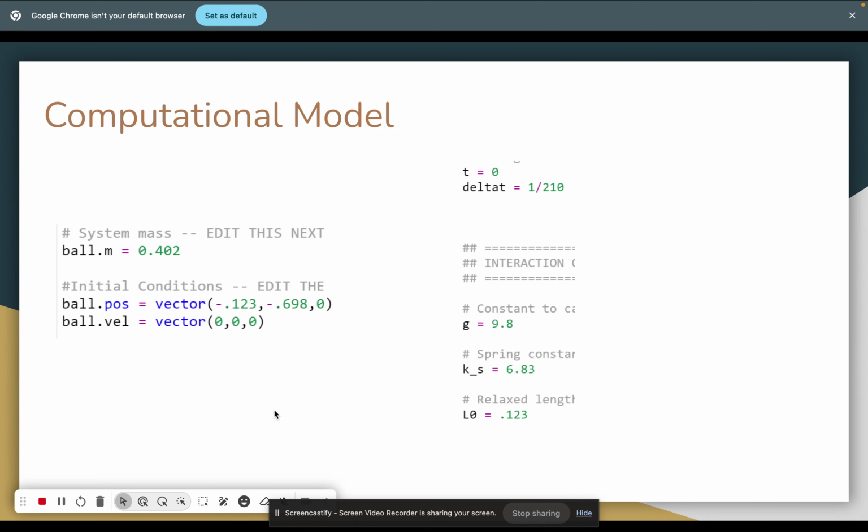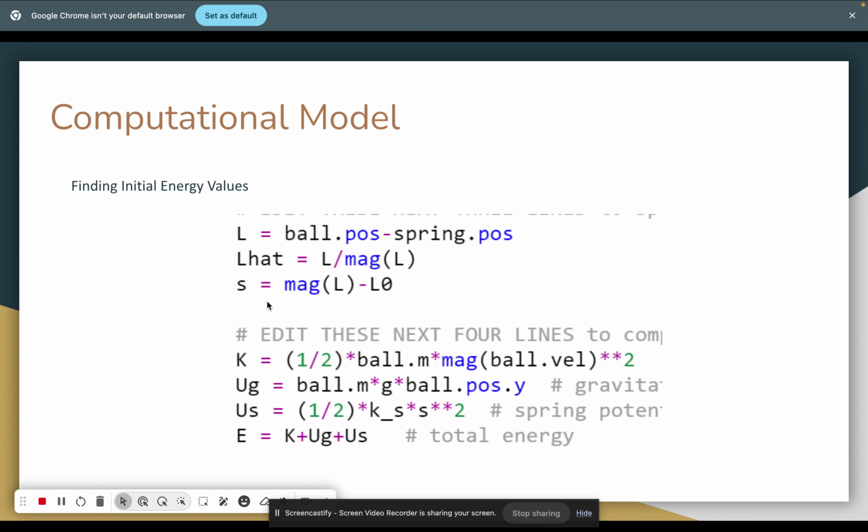I put my initial conditions and the constants into the computational model, and then I used these to get the kinetic energy, potential energy, gravitational potential energy, and spring potential energy for the initial values and the total energy as well.